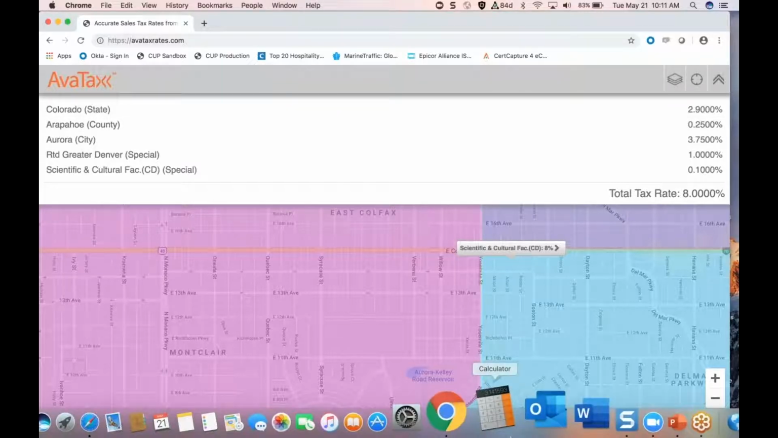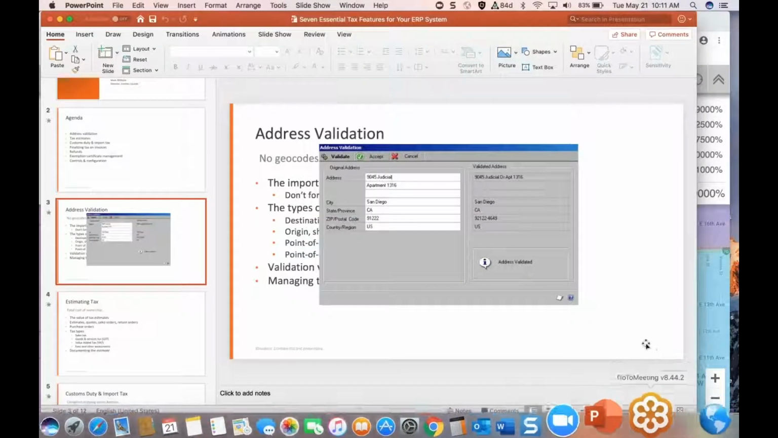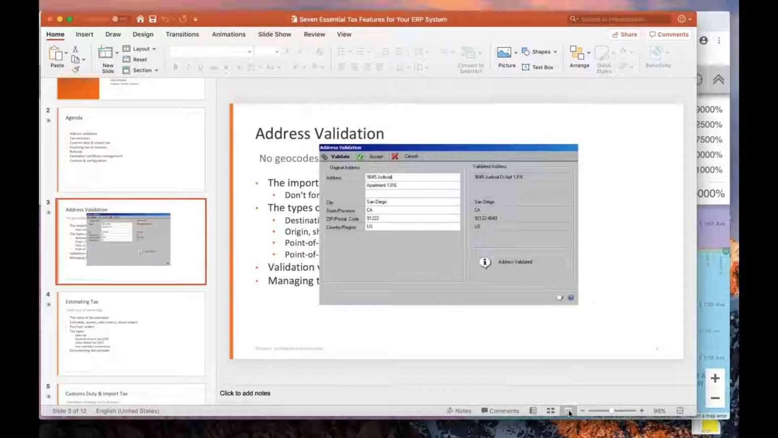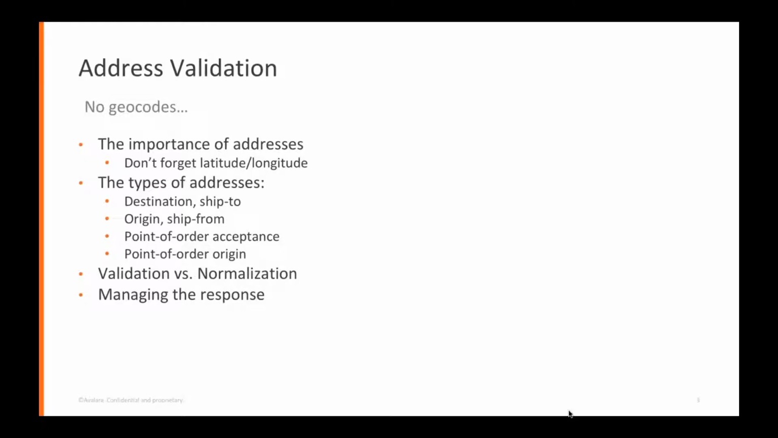And my point being, and I'm going to go back here to my PowerPoint. My point being, address validation is very important because validating that I'm using an accurate address is going to ensure that when that address is used in a tax calculation process, we know we have an accurate address. And then the Avalara service can then identify and document exactly where that is.